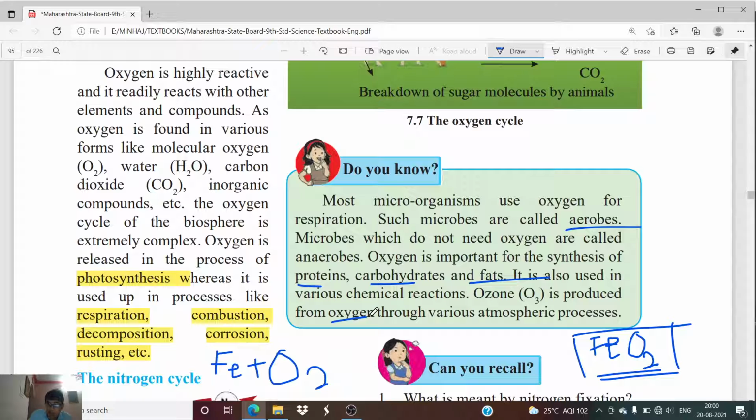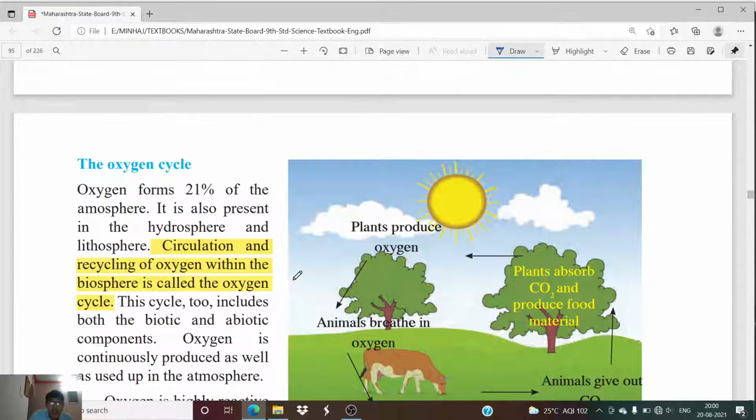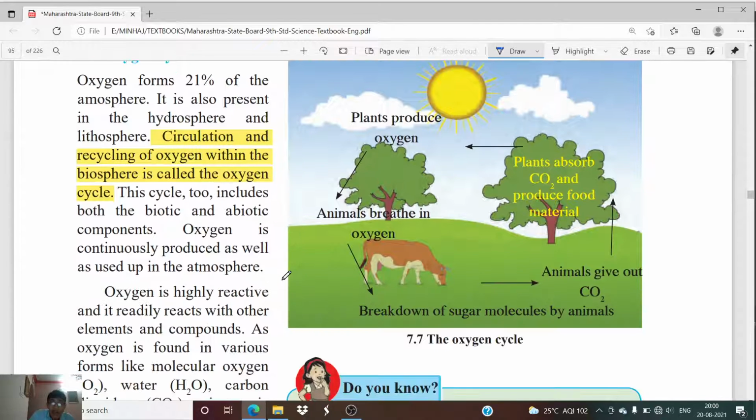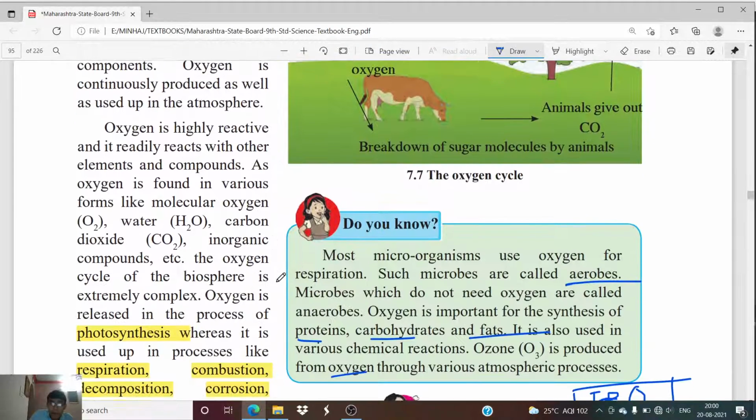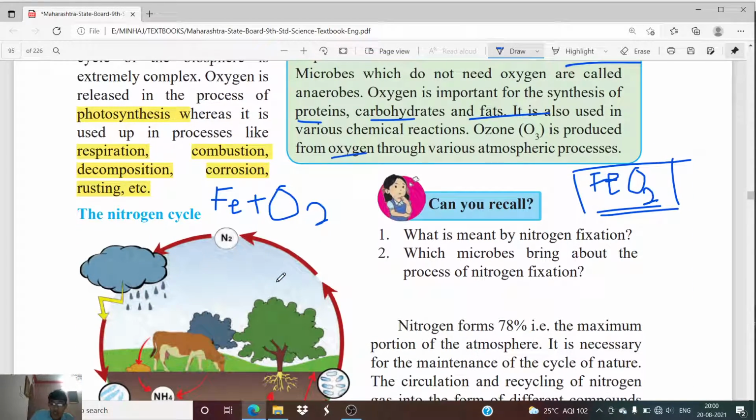ऑक्सीजन के बहुत सारे रिएक्शंस होते हैं एटमॉस्फेयर में, and after certain reactions O3 is formed, that is nothing but ओजोन. Okay. So from this we can understand that oxygen is a very important gas present in the atmosphere, okay, and it is very difficult to understand the oxygen cycle because a lot of processes are dependent on oxygen, and oxygen is found in various forms, okay. So this is about the oxygen cycle. Now we will see the nitrogen cycle, okay.